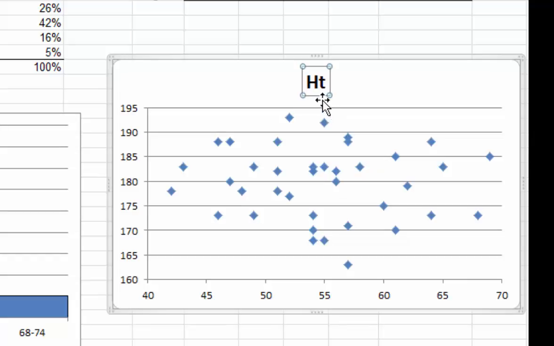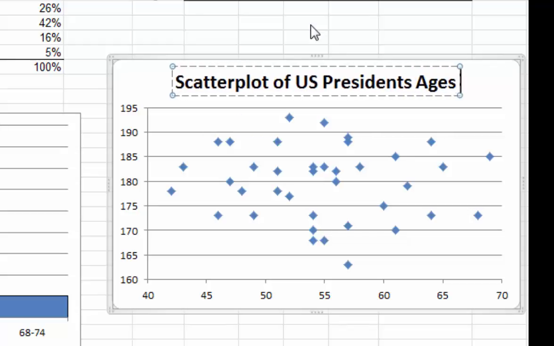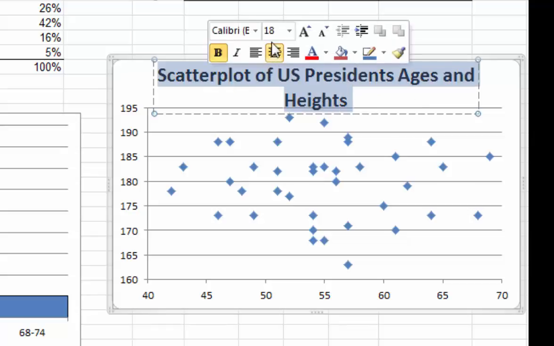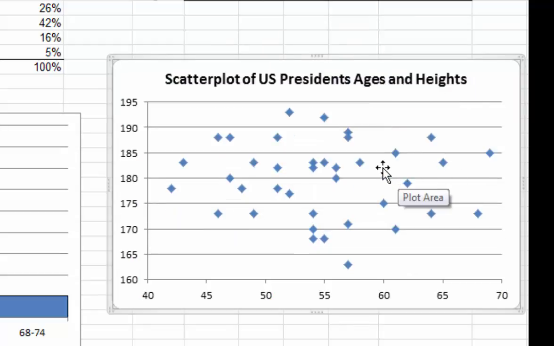And now this is our title. So we'll call it Scatter Plot of U.S. Presidents' Ages and Heights. And that's quite big. So if you highlight that, you can change the font size to something smaller. Let's do it that way. That's a little better. Now let's add some titles to our X and Y axes.